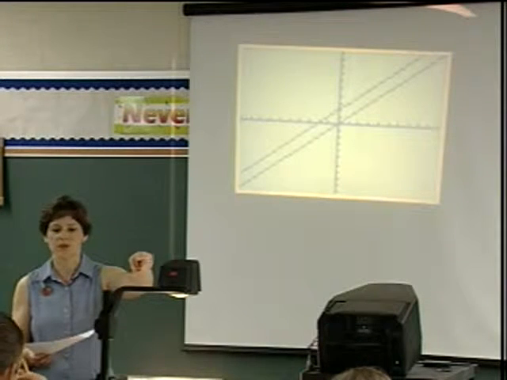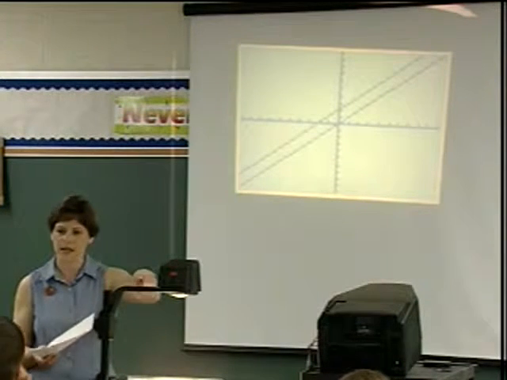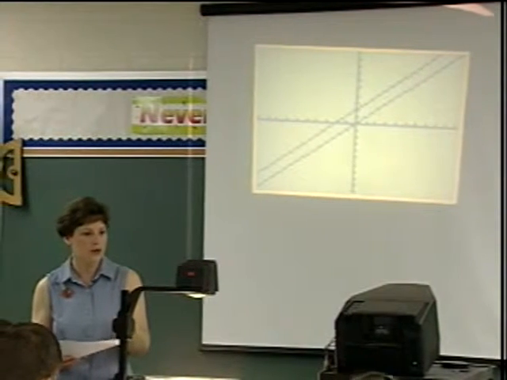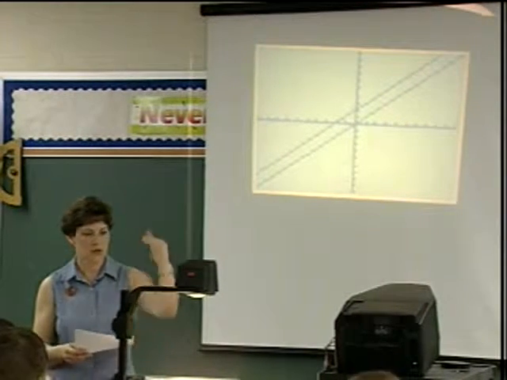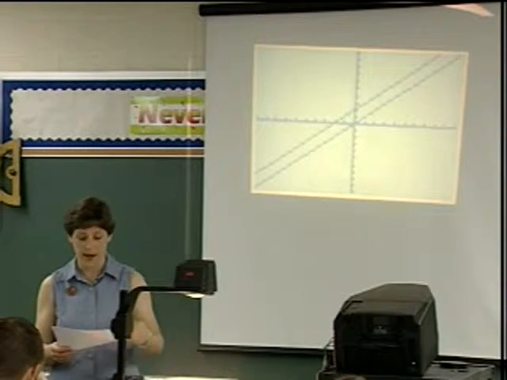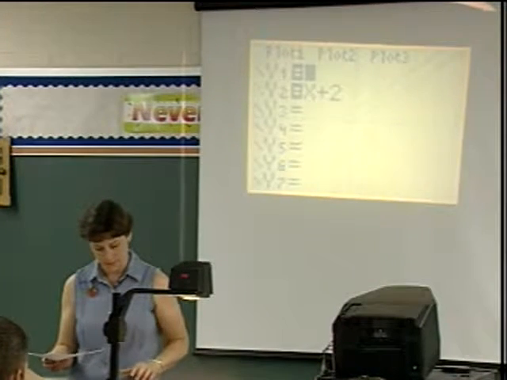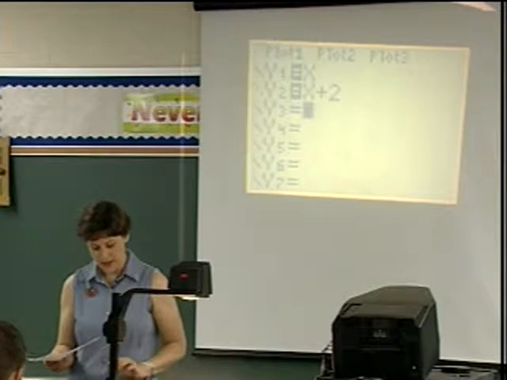Very good. You see, those are some things that I wanted you to see. Any two lines that have the same slope are going to be parallel. They're just going to be scooted up and down that y-axis. Very good. What about y equals negative x? Negative. It has a negative slope.